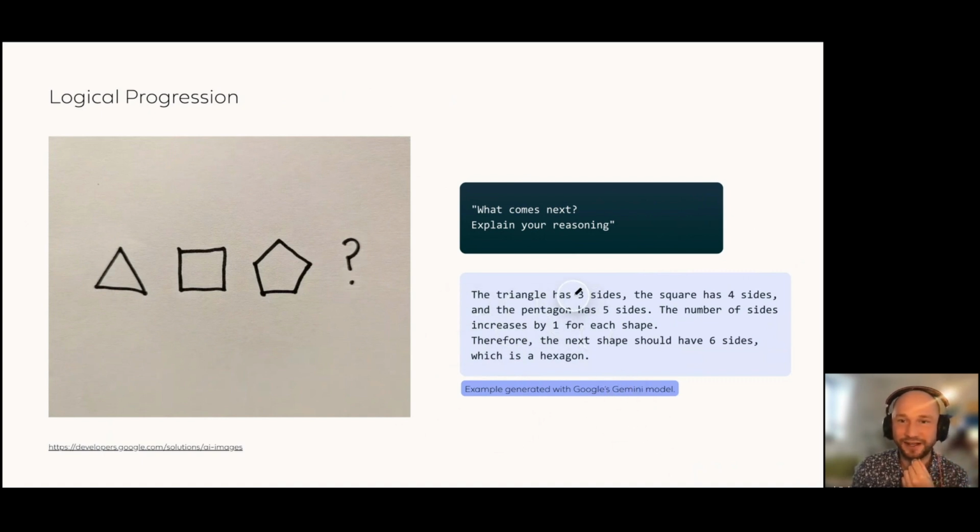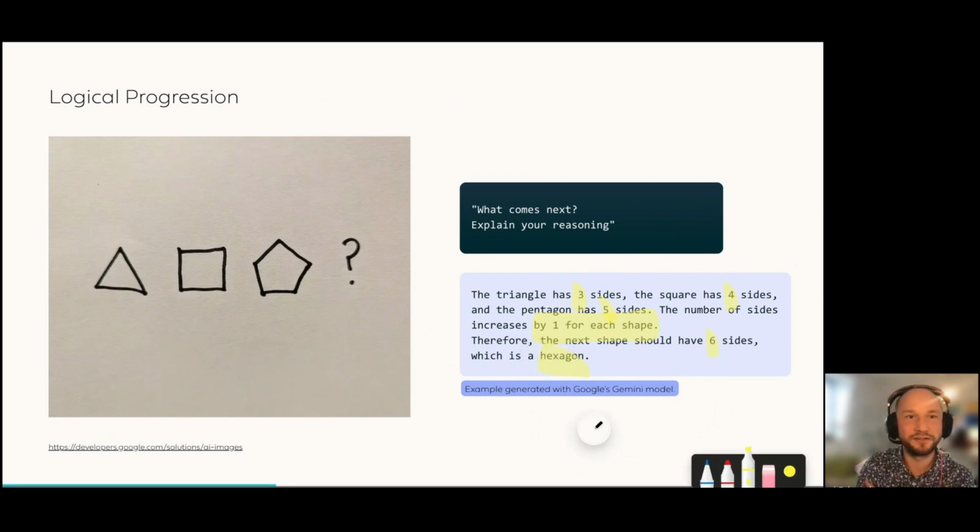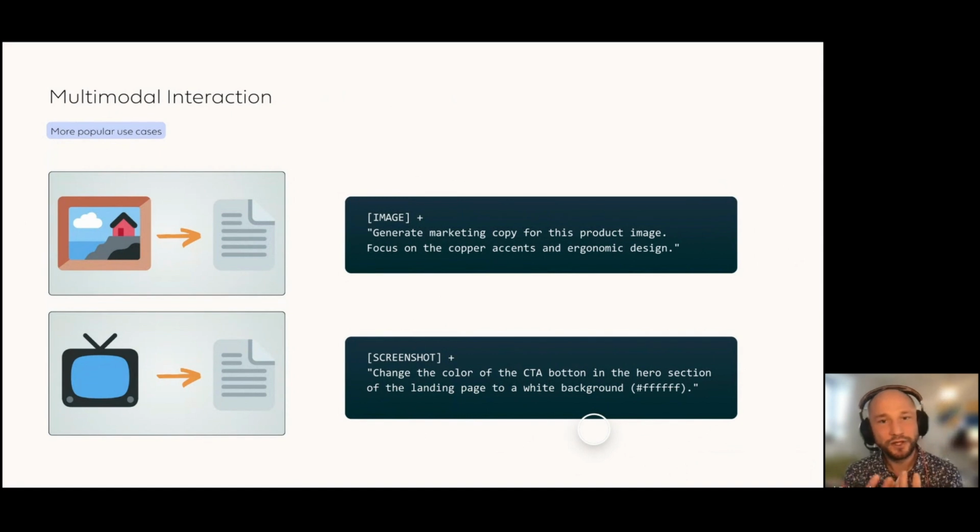And it says the triangle has 3 sides, then the square has 4 sides, and the pentagon has 5 sides. The number of sides increases by 1 for each shape. Therefore, the next shape should have 6 sides. So it's a hexagon. And yeah, that sounds reasonable. So what we arrive at this point is that we can use the multimodality in an interesting way to interact with these models, as I have indicated at the beginning.